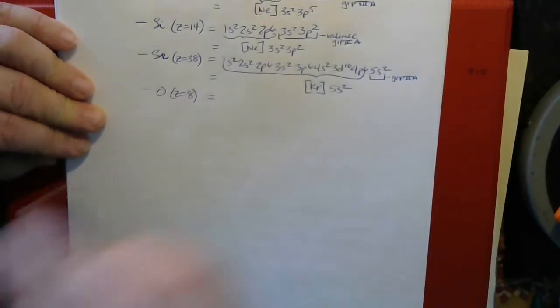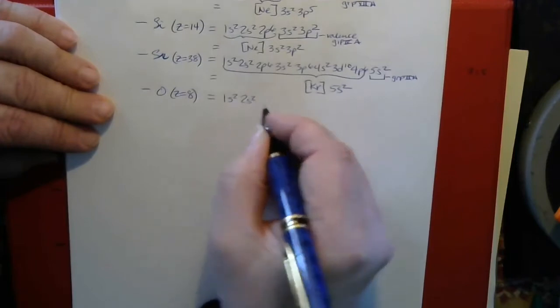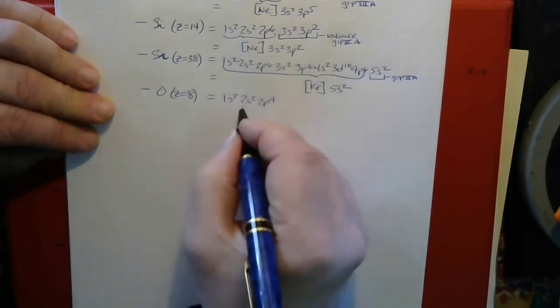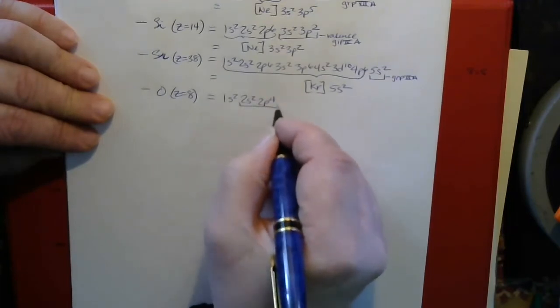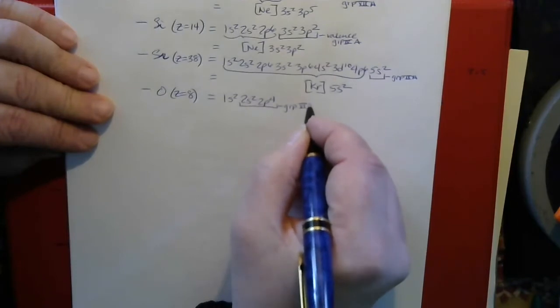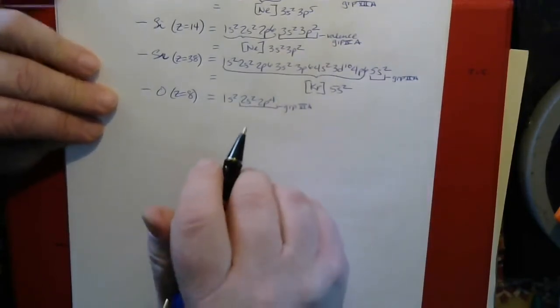Oxygen is a really easy one. It's only got 8 electrons: 1s2, 2s2, 2p4. You'll notice the valence shell has a total of 6 electrons, and it's in group 6. That is not a coincidence.